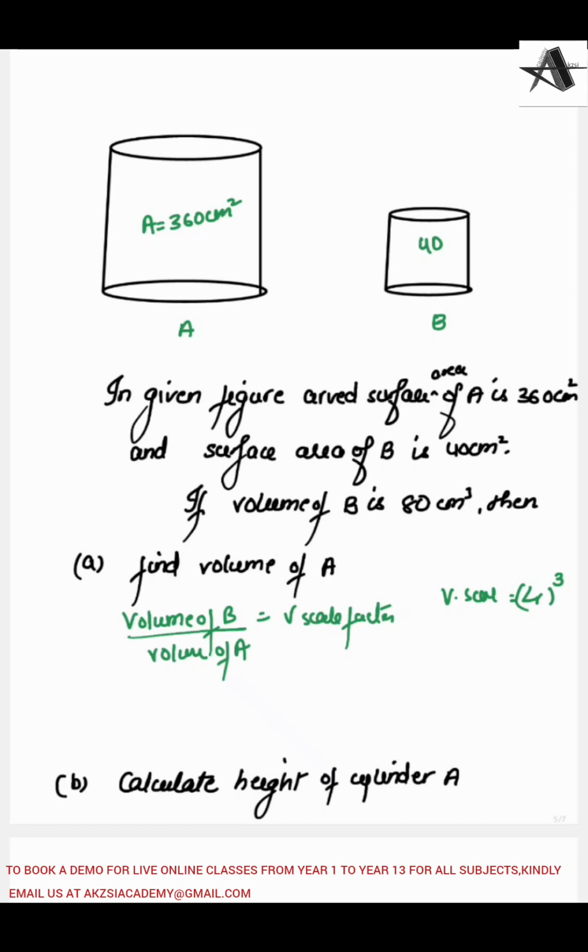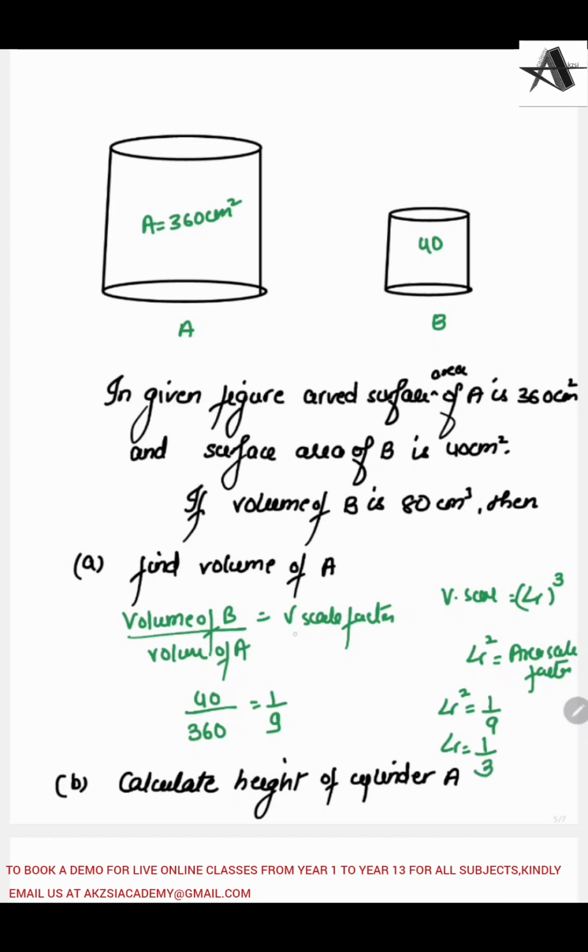So area of B is 40 over area of A is 360. That means 1 over 9. So then length scale factor whole squared is area scale factor. We know everyone has both formulas. So length scale factor whole squared is equal to 1 by 9. From here, taking root, I get to know that length scale factor is 1 over 3.